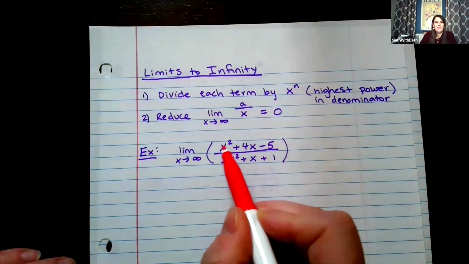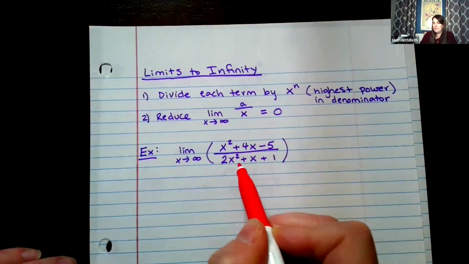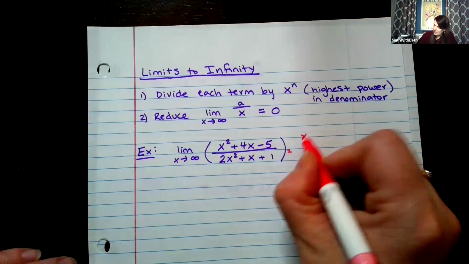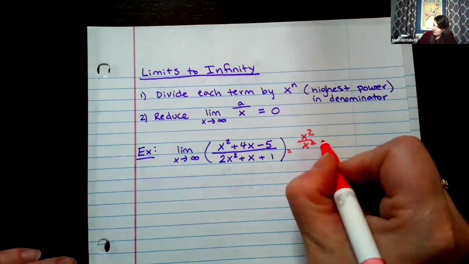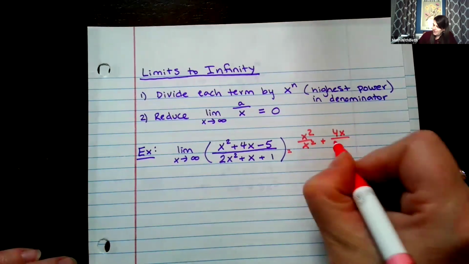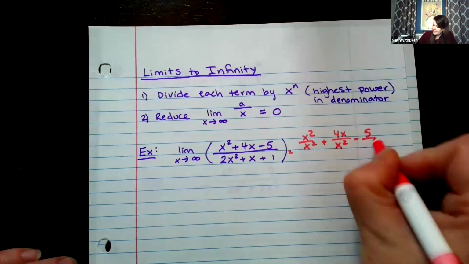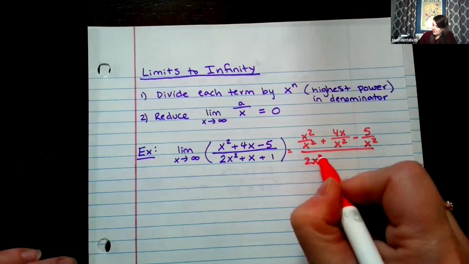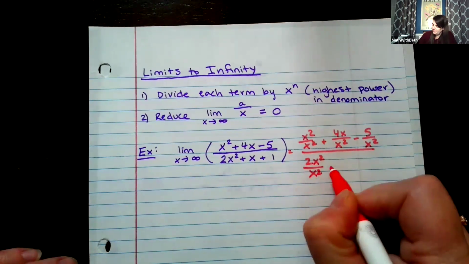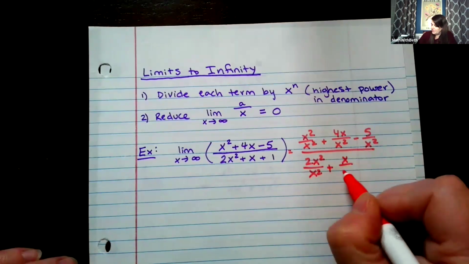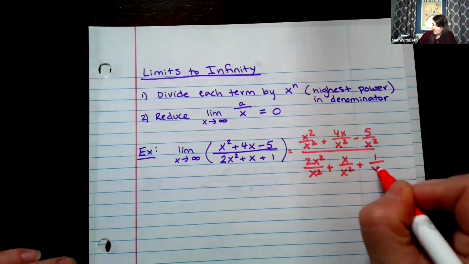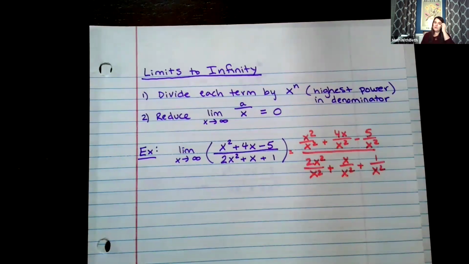It doesn't matter what's happening on top. Looking at the bottom, the highest degree is x squared. So I'm going to take every term and divide it by x squared and reduce. Same thing on the bottom. Some of them are going to turn into nice numbers, and for some of them, we're going to have a number over an x.